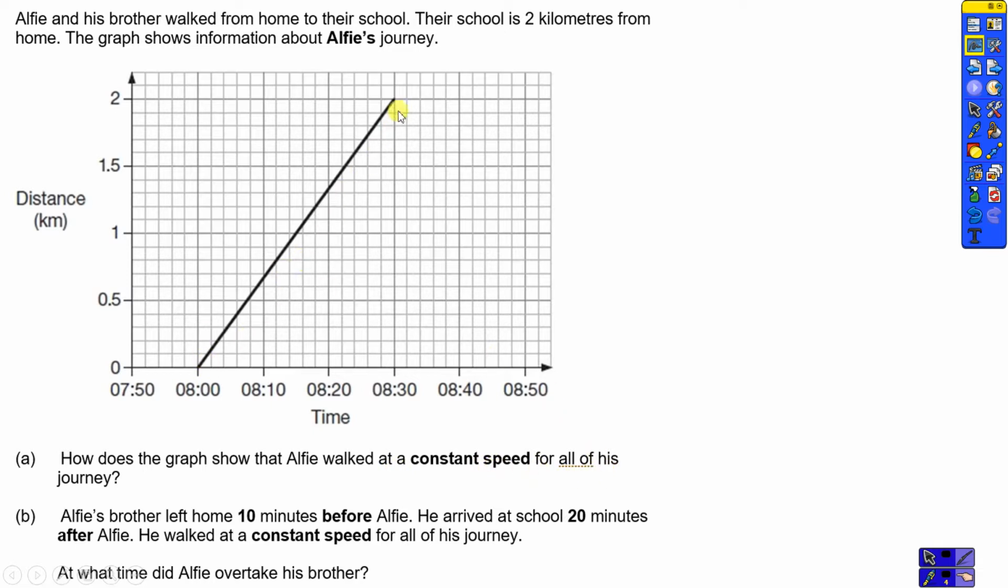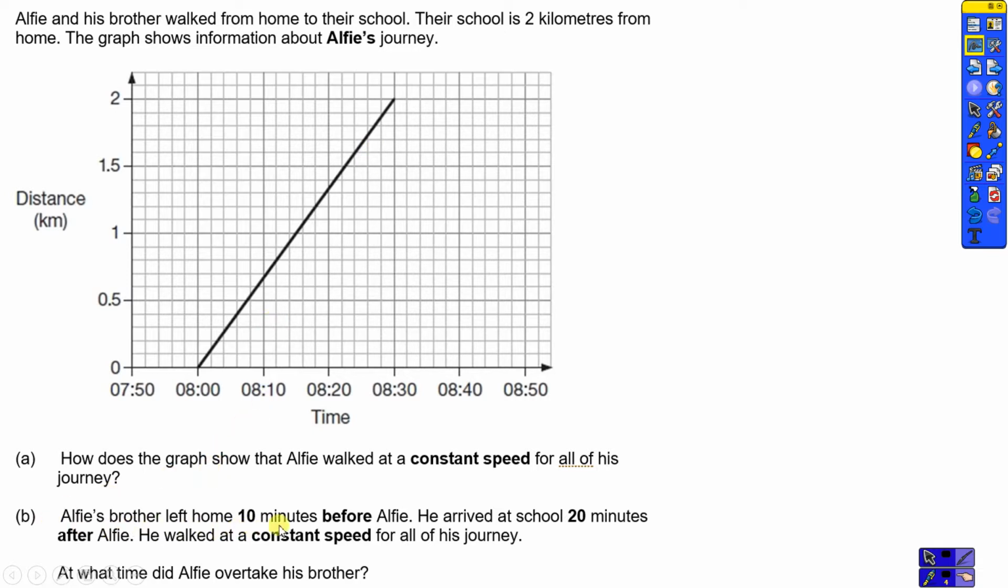Well, it shows a straight line, which means a constant speed because he covered the distance in a gradual amount of time. It's a straight line, so it's a constant speed.